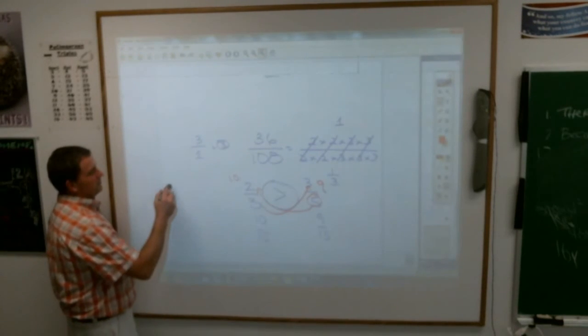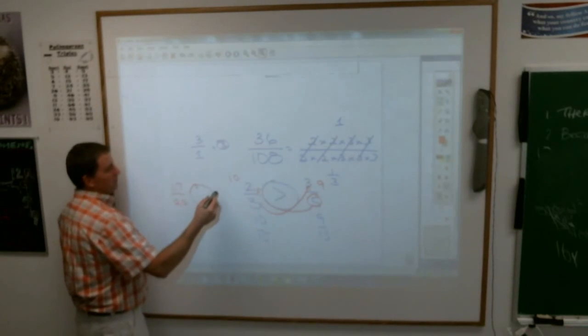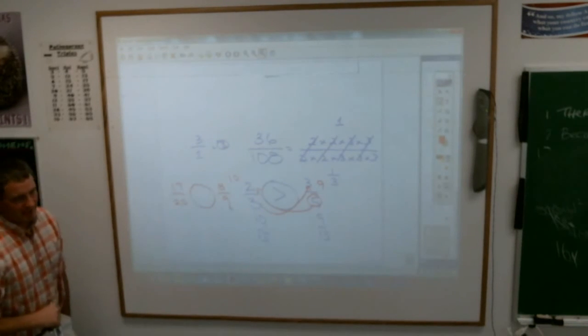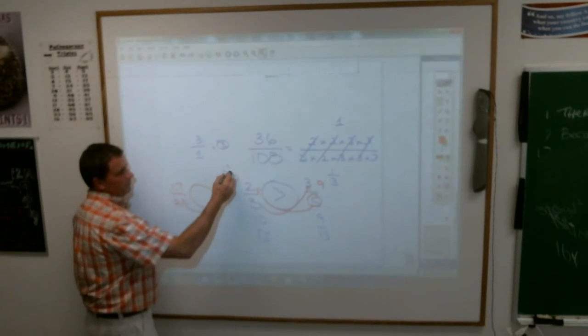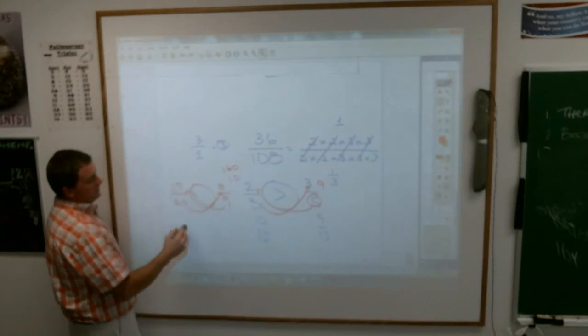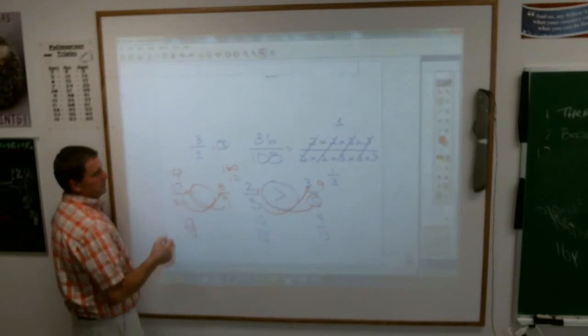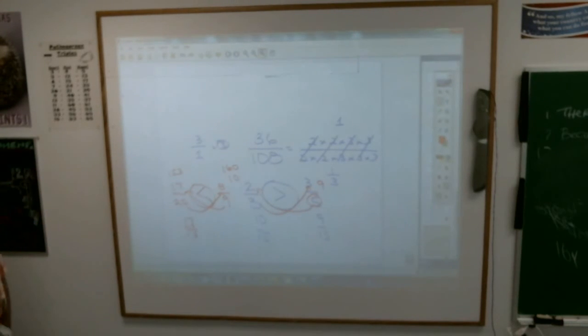Let me give you another one. What if it was 17 over 20 compared to 8/9. Well, this one's easy. 20 times 8 is 160. 9 times 17, you might have to go off to the side a little bit. You get 153. Which one's bigger? 160. You just didn't put the 180 on the bottom.